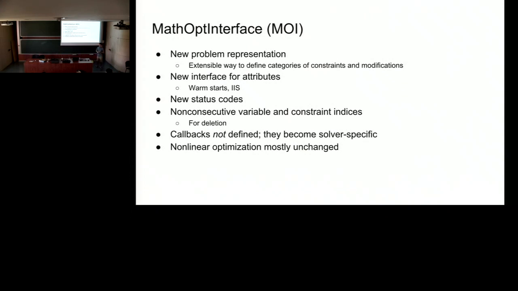We have a new status reporting system. We have non-consecutive variable indices and constraint indices, which now lets us delete things. We have removed the definition of callbacks. Previously, MathProgBase defined an interface for callbacks that is implemented by CPLEX, Gurobi, Xpress, and GLPK, a little bit on the CBC side also.